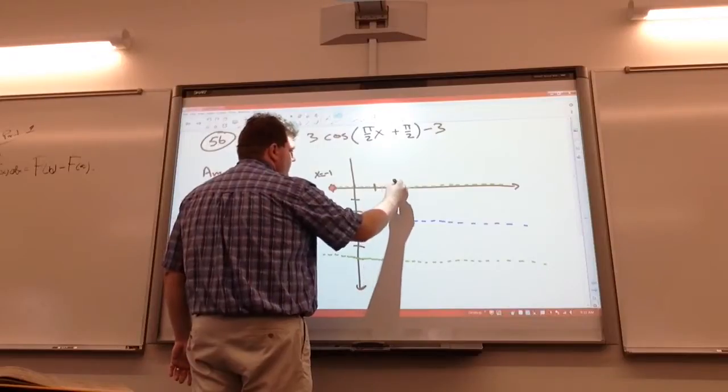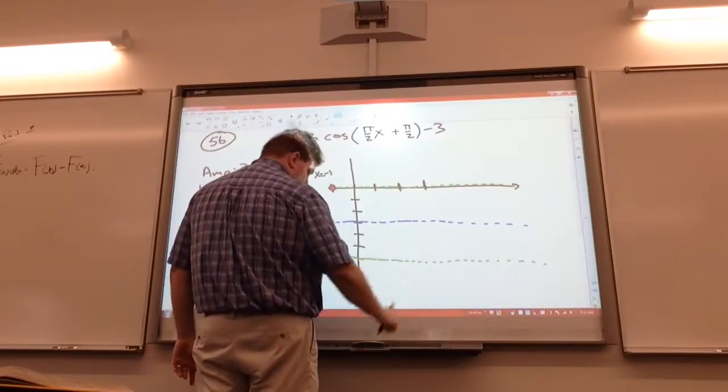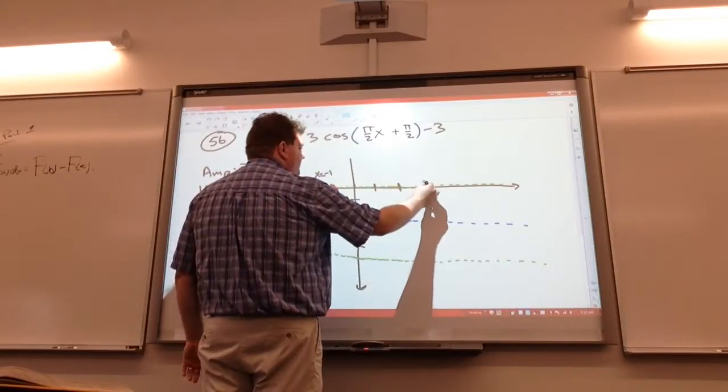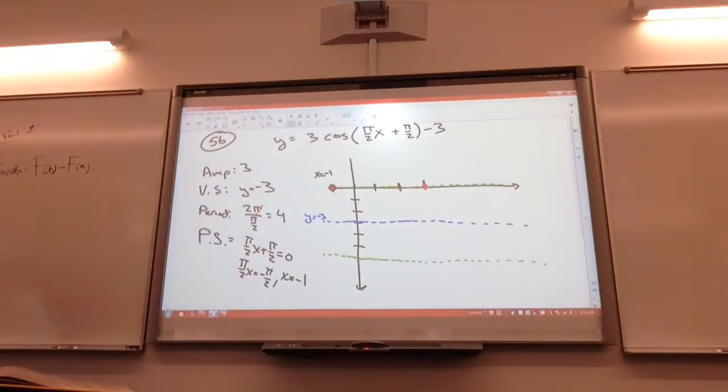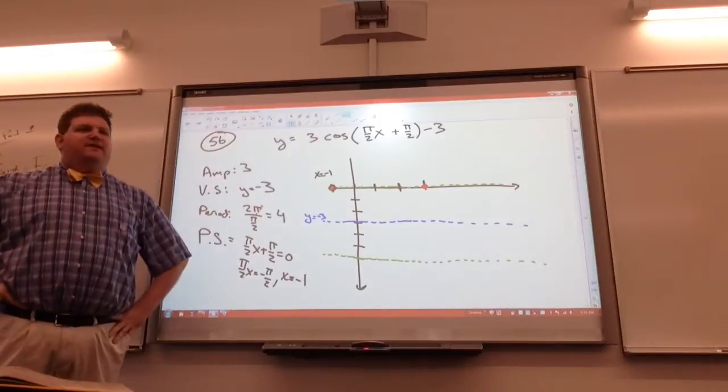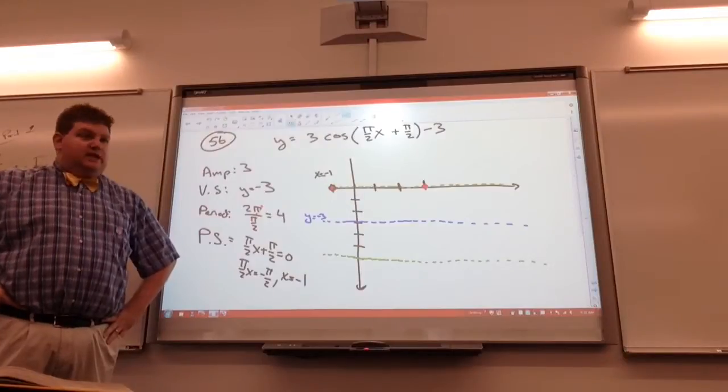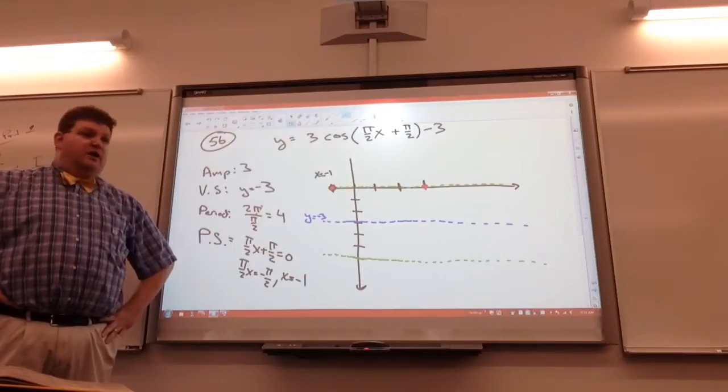There's 1, 2, 3. So that's where the thing repeats again. Okay? Now, at this point here, to kind of fill in the rest of the graph, the way I always find to do this is to say the next important pieces happen halfway between, and then at the quarter marks.